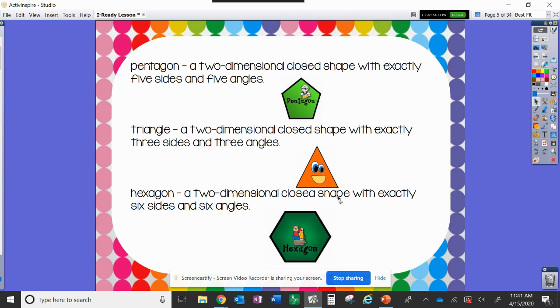You can absolutely classify triangles in more than one way here, but for our purpose, we're just learning that a three-sided shape with three angles is a triangle. And then, of course, a hexagon is a closed shape with exactly six sides and six angles. Hopefully, you will enjoy creating and learning about these shapes for the rest of the unit.